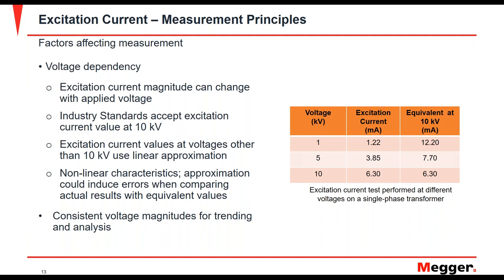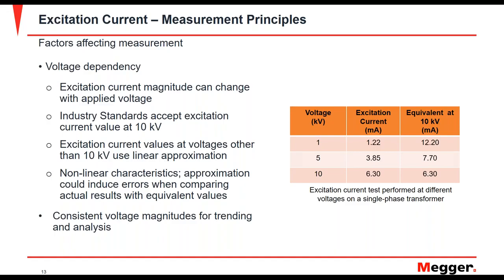Now, there could be situations where the 10 kV voltage is not achievable, or the transformer might have a rating that's not as high as 10 kV. In those cases, a linear approximation is used to determine a 10 kV equivalent value. So you might have a test performed at 5 kV, but then an equivalency using linear approximation is made, and you get an equivalent value for 10 kV.